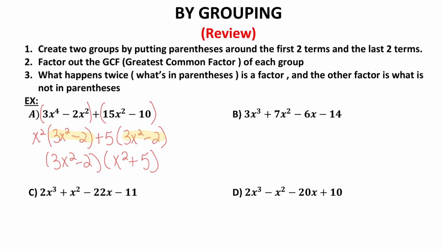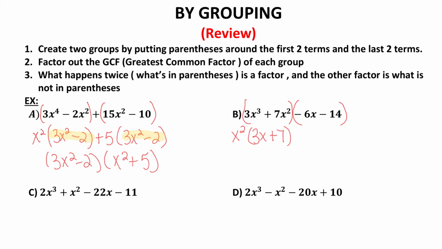So let's look at the next one. We have 3x to the third plus 7x squared minus 6x minus 14. So again, group your first two and your last two. When I look at that first group, I can divide out an x squared, which would leave me with 3x plus 7 after I've divided by x squared.